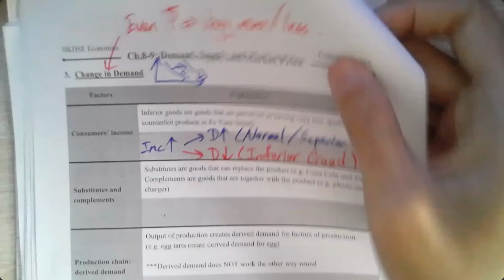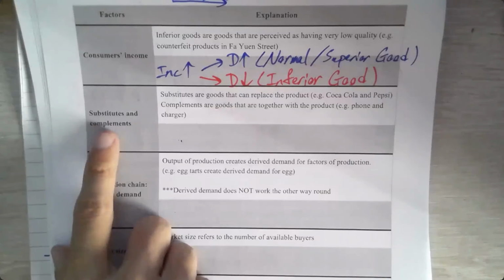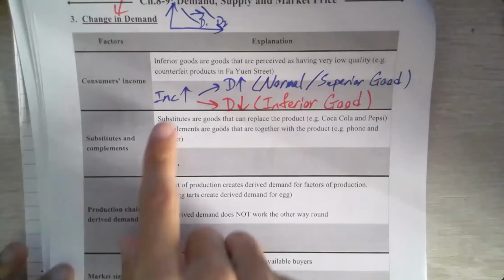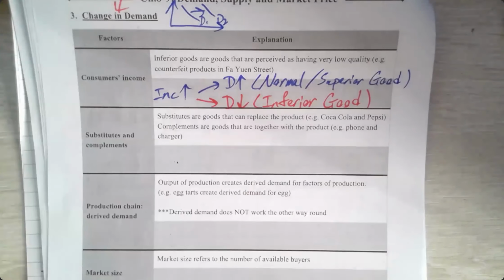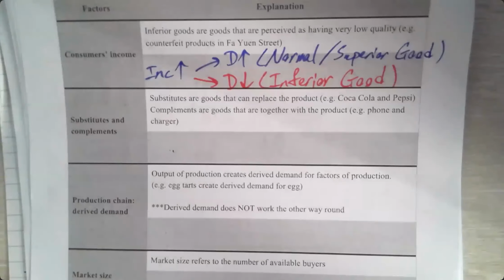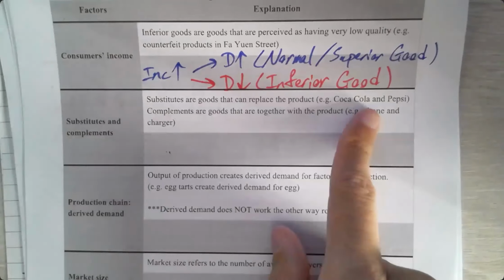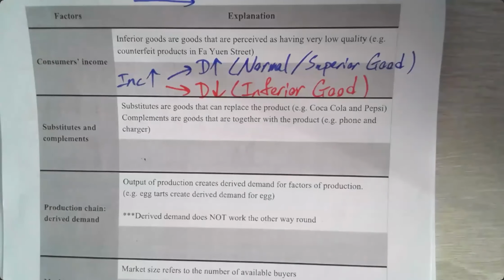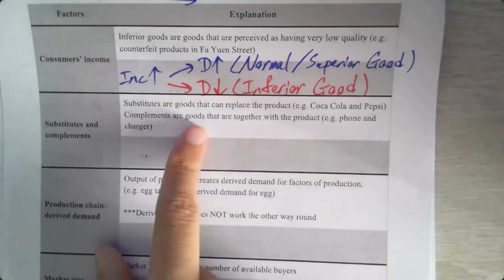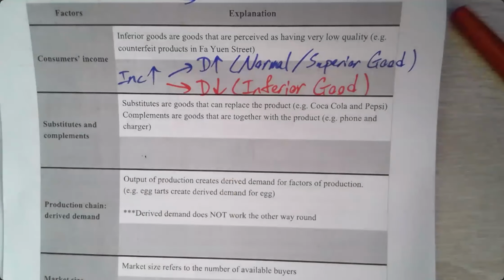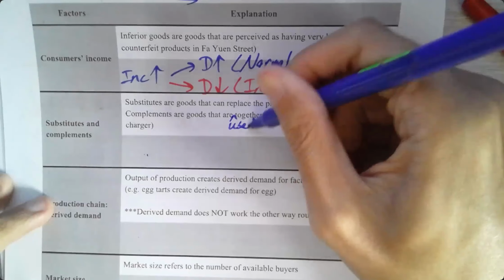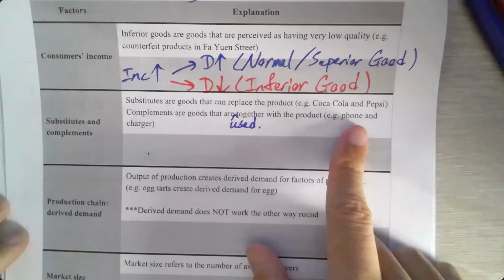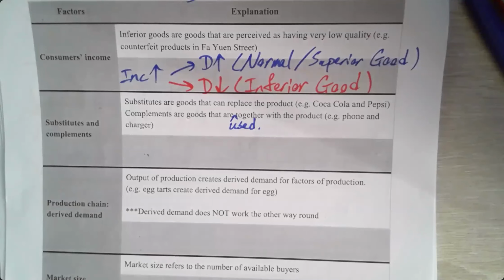The second factor is a bit more complicated: substitutes and complements. There are two different terms to know. Substitutes refer to goods that can replace the product, directly competing, for example Coca-Cola and Pepsi. Nobody drinks a can of Coke and then opens a Pepsi. Complements are goods that are used together as a product, for example phone and charger. If you have a phone, naturally you need to charge it. These two go hand in hand.